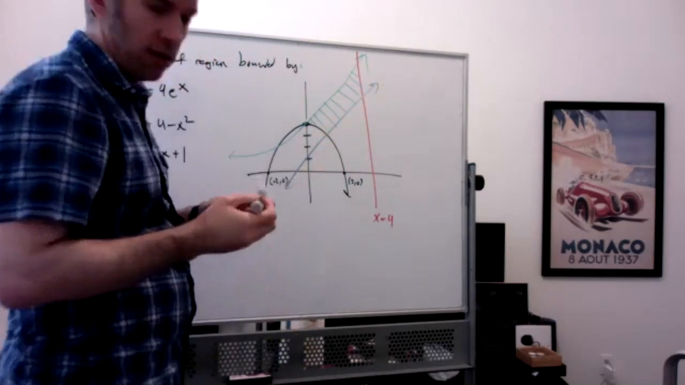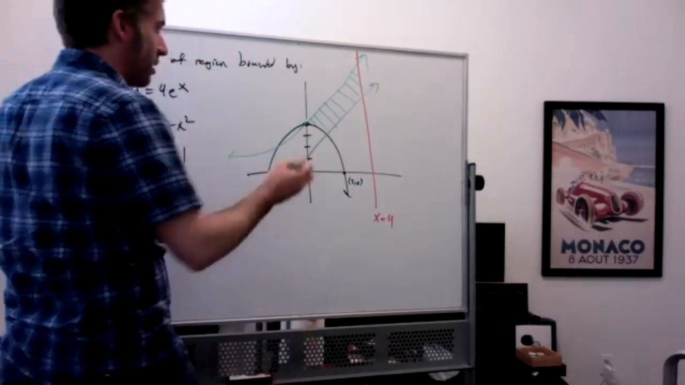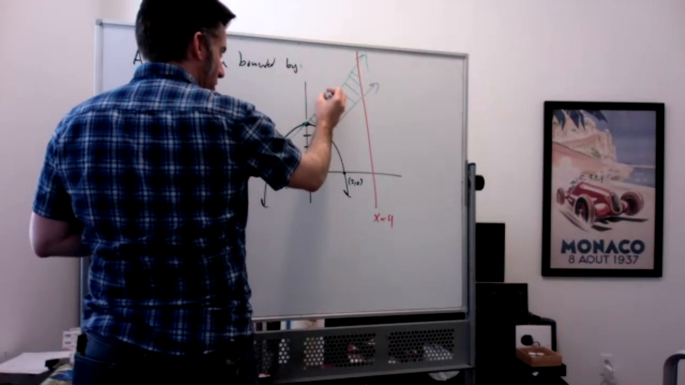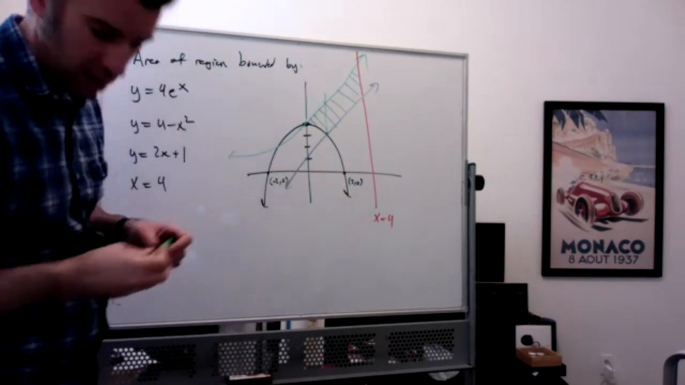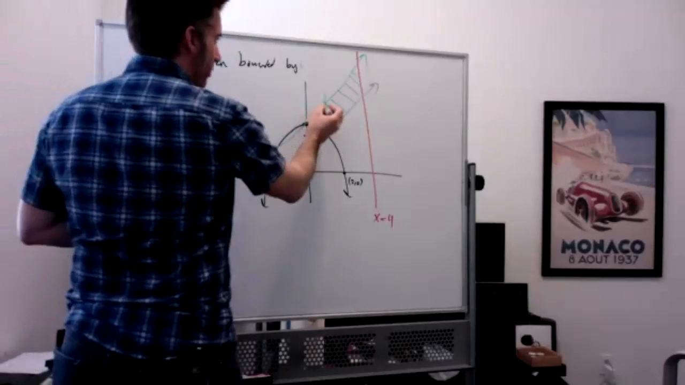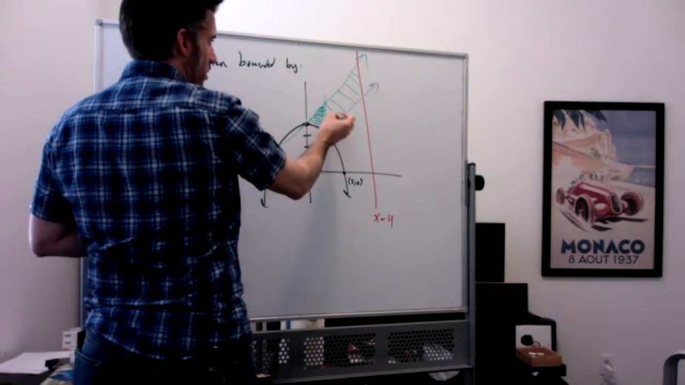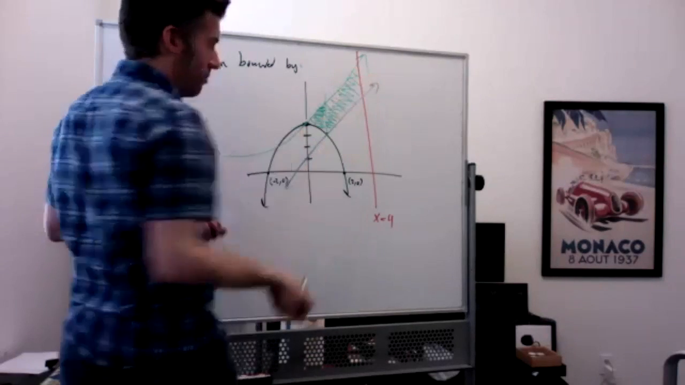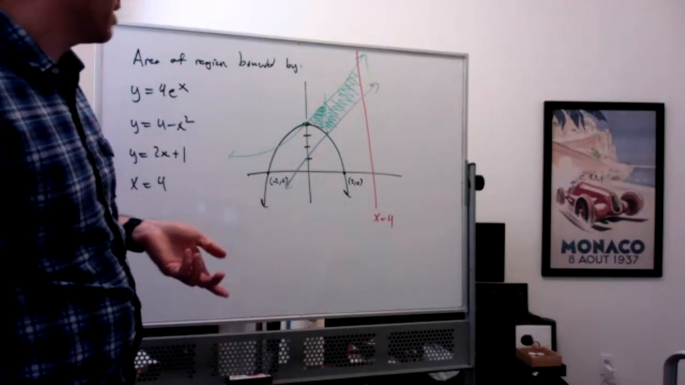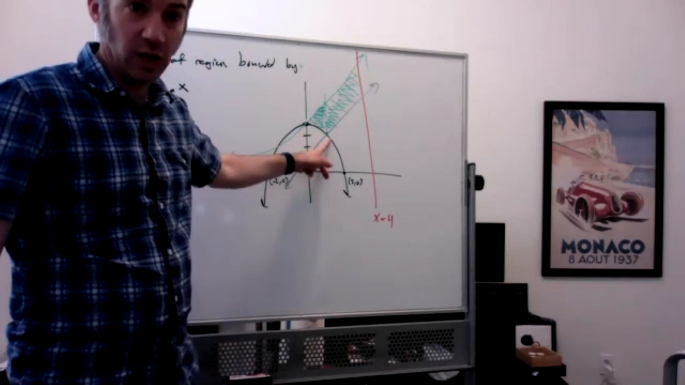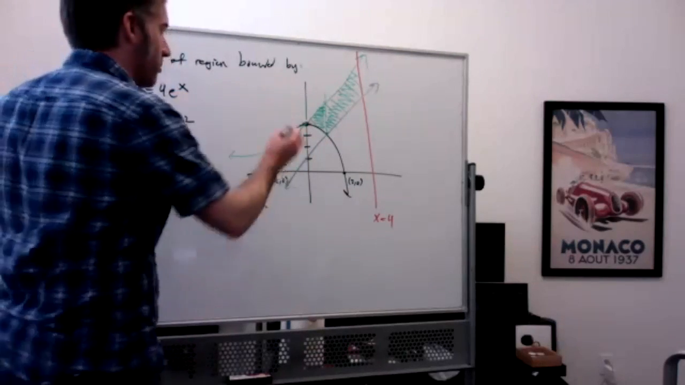And notably, as you go from left to right, it looks like this point here is a breaking point where this region over here and this region over here have different top and bottom functions. So it looks like we need to find this point of intersection, because we know that these intersect at the point (0, 4).